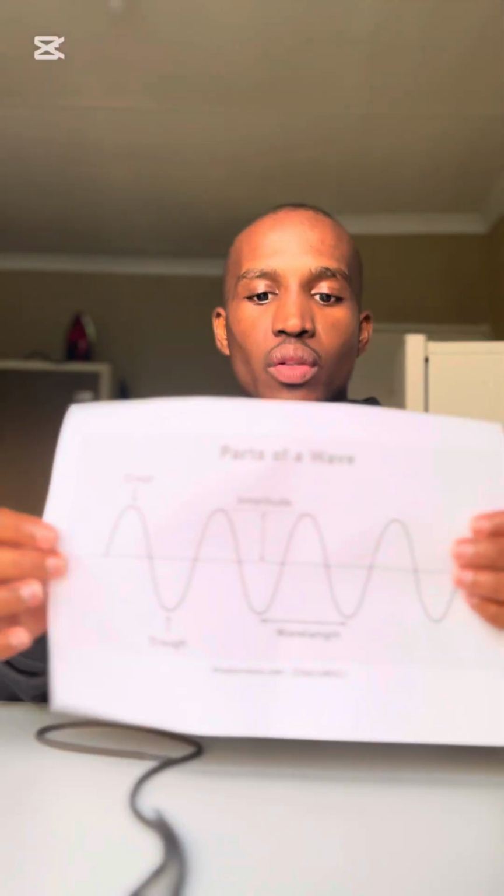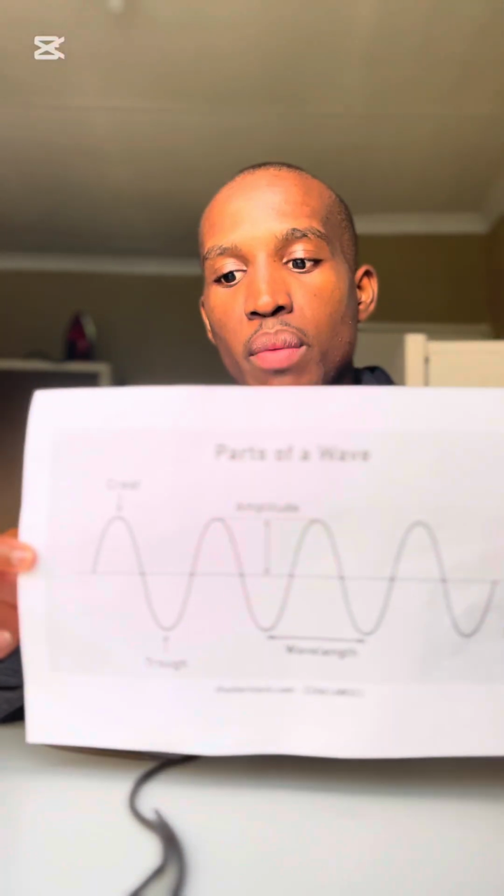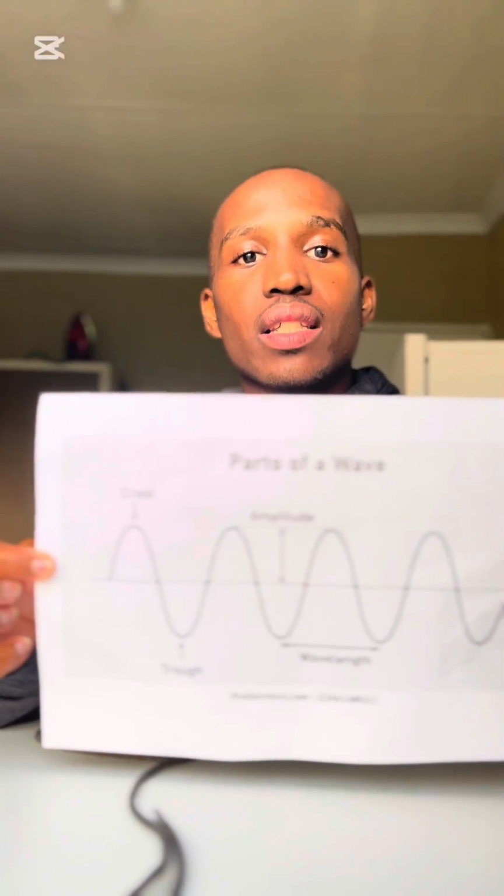So a transverse wave has four key features. The first one is the crest, the second one is the trough, the third one is the wavelength, the fourth one is the amplitude. So as you can see here in this paper, we have a crest. So a crest is the highest part of the wave.